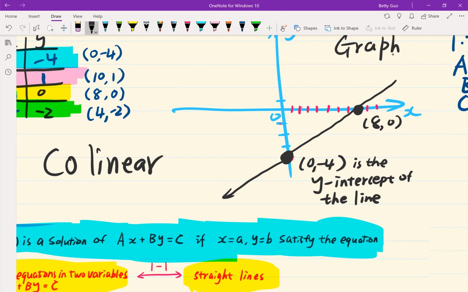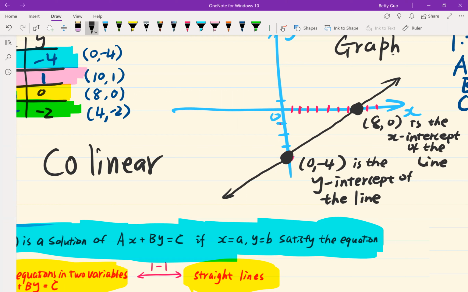And look at the (a, 0). This point is the intersection of the straight line in black and the x-axis, the horizontal scale. We call that point the x-intercept. Two very important concepts. Intercept of the line.